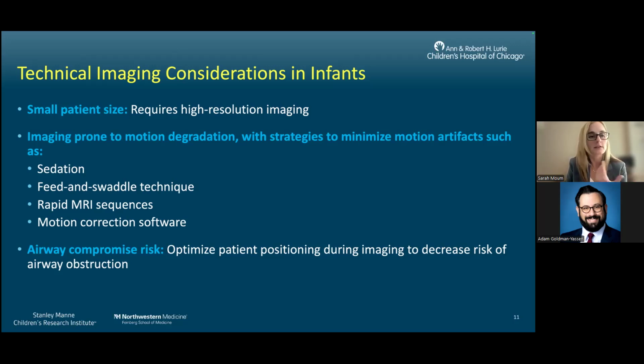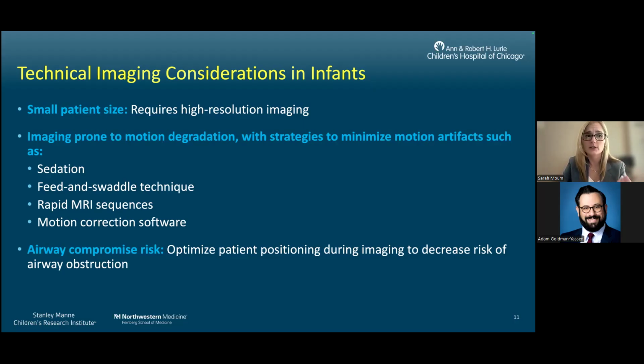Even with contrast, we've had success at our center doing that, but it won't work for all patients, and then sedation may be required. Rapid MRI sequences are on the rise across all centers, and so hopefully that'll improve how we image these patients in the future, as will our motion correction software techniques.